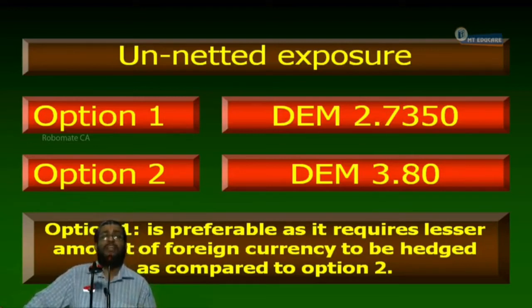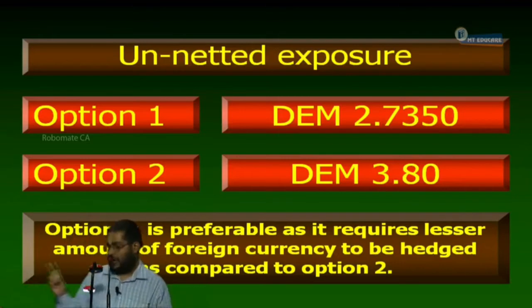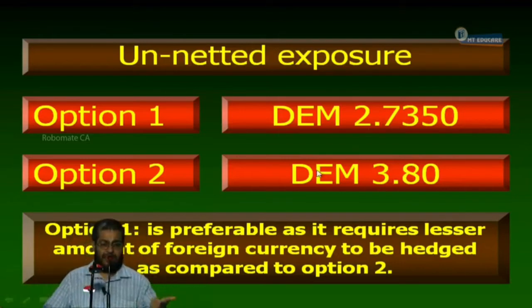Two ways. One is using forward cover, another using money market hedge. I cannot go for leading and lagging because that works only when you have two rates, euro rates and domestic rates. So it is always only between forward versus money market hedge. That hedging part I will leave as homework.